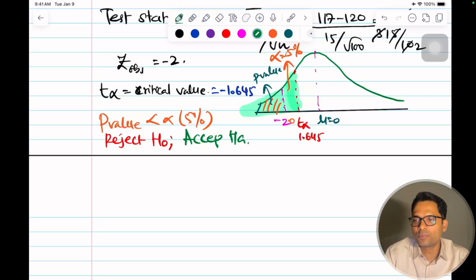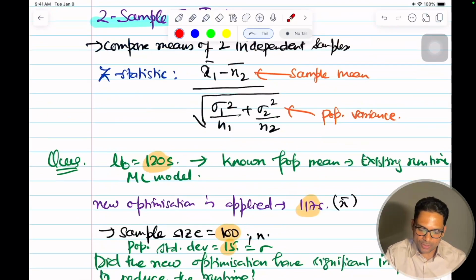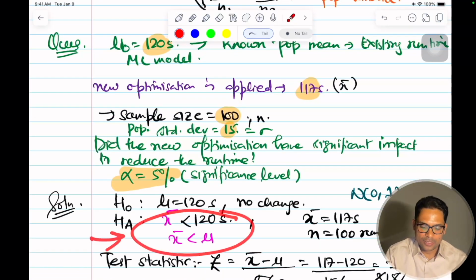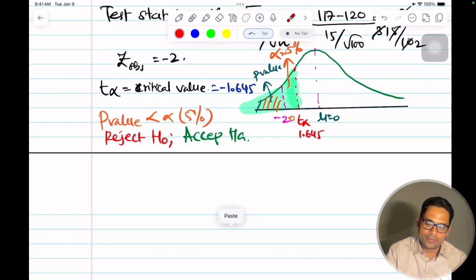and accept the alternate hypothesis. And what is our alternate hypothesis? That there is significant evidence that the runtime is below 120 seconds. This new optimization has improved the runtime and it is below 120 seconds. That was our alternate hypothesis. Where was the alternate hypothesis? Yeah, here. So we accept this. Due to the new optimization, my runtime has significantly reduced and it is now below 120 seconds. We accept this alternate hypothesis because we rejected our null hypothesis.